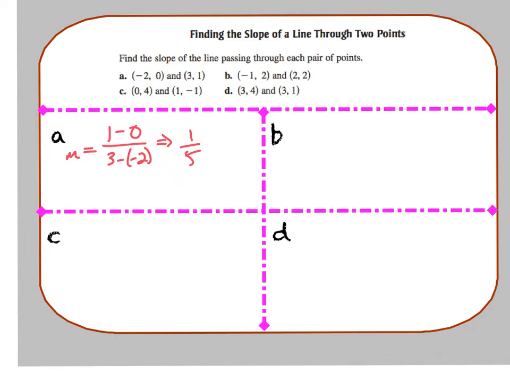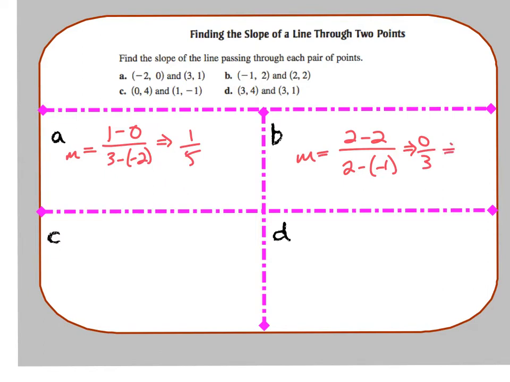Let's do part B. On part B, I'd find my slope by saying y2 minus y1. So what do I have up top? 2 minus 2 over 2 minus a negative 1. So I end up with 0 over 3. What's my slope there?